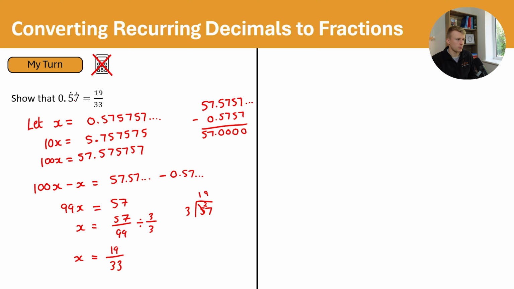So I've shown that 0.57 with both of those digits recurring is equal to 19 over 33. Pause the video and give this question a go. Let's go through it. Show that 0.45 recurring is equal to 5 over 11.